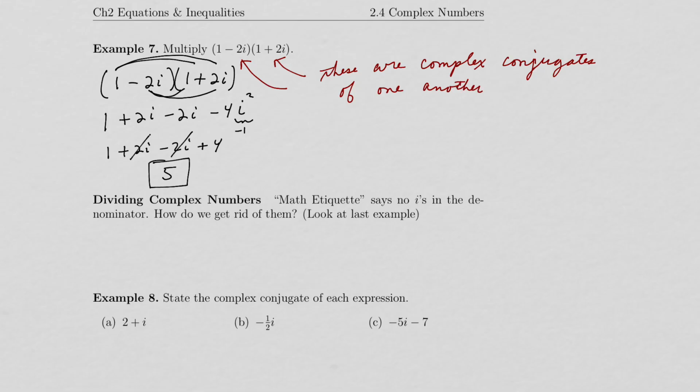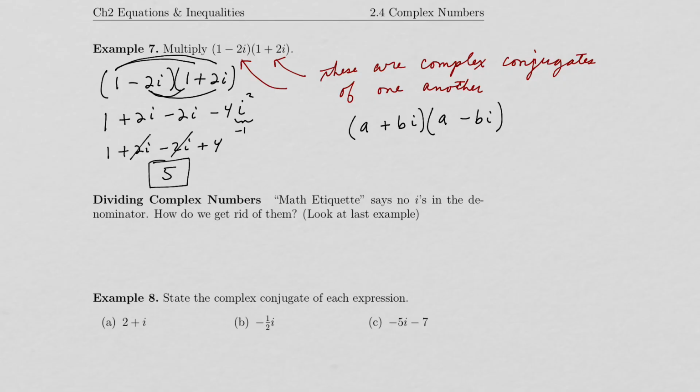Well, if I have a real number, I'll just do this in general. Let's say I have a plus bi. Its complex conjugate is if I change the sign of the imaginary part. So if I multiply by a minus bi. So this number is the complex conjugate of that number, and vice versa. They're the same, except on the imaginary part, the signs are changed.